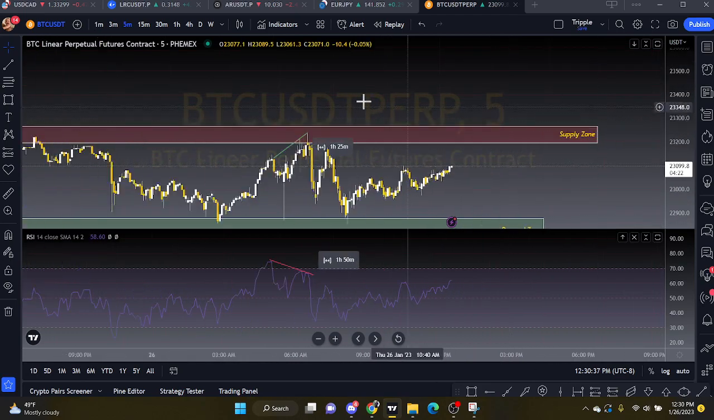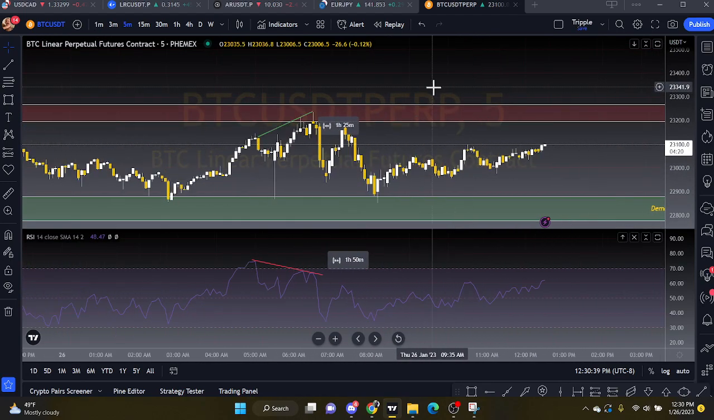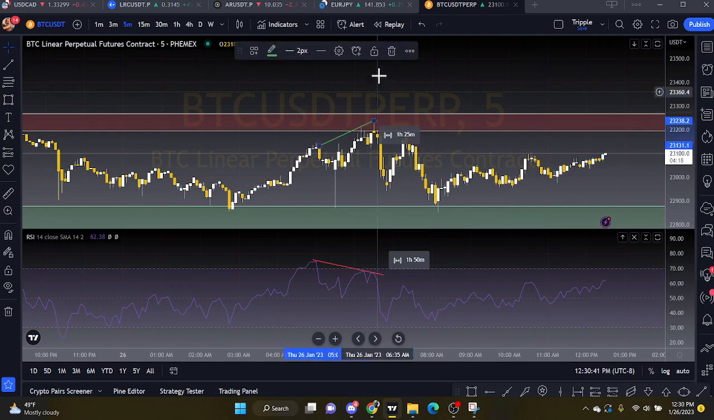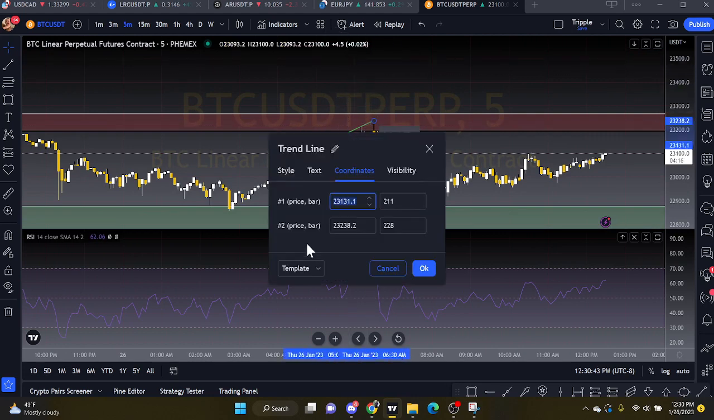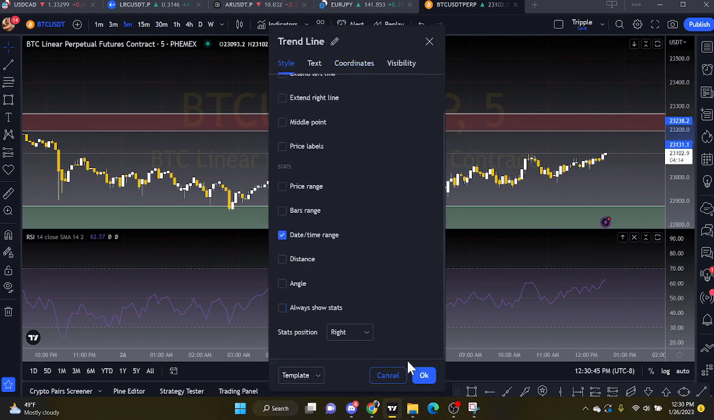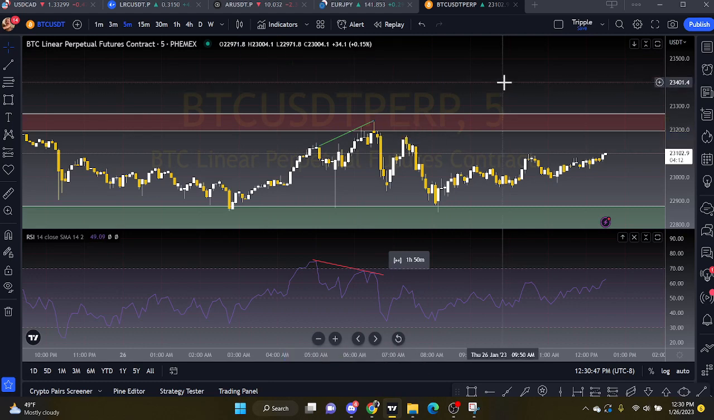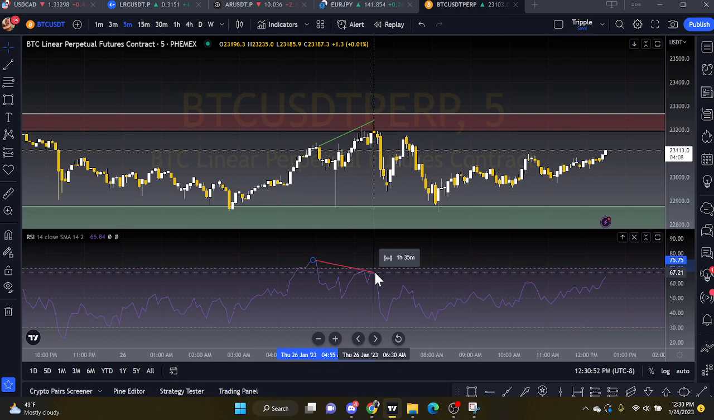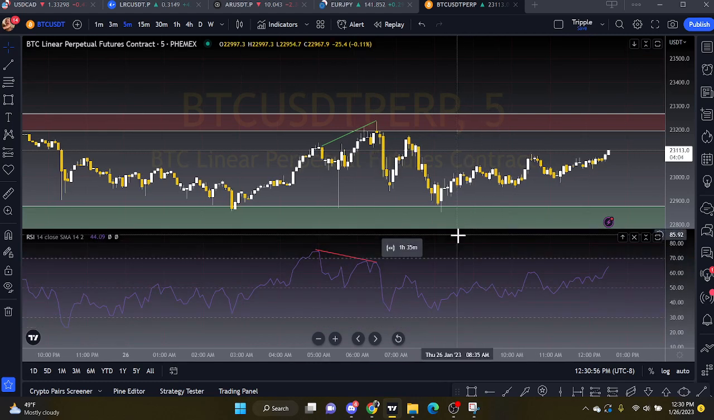Basically, what it means is your price is making higher highs, while your RSI is making lower highs, which means that even though the price is rising, the momentum is failing. So that can only result in a downtrend afterwards. So that's basically a reversal pattern. Bam.